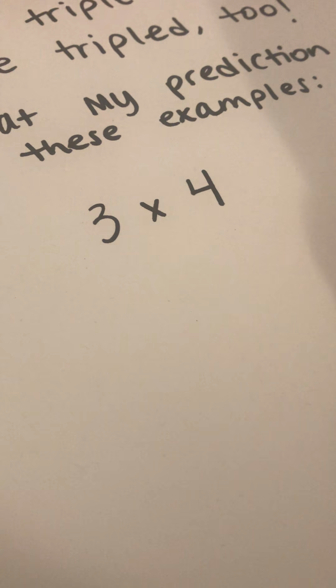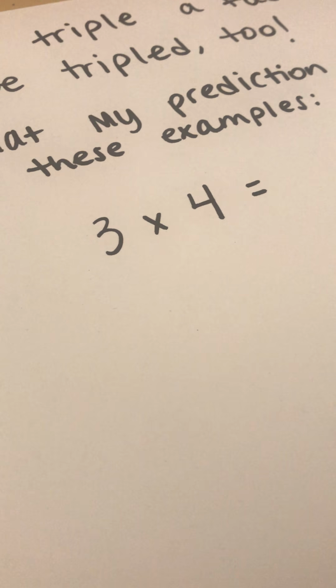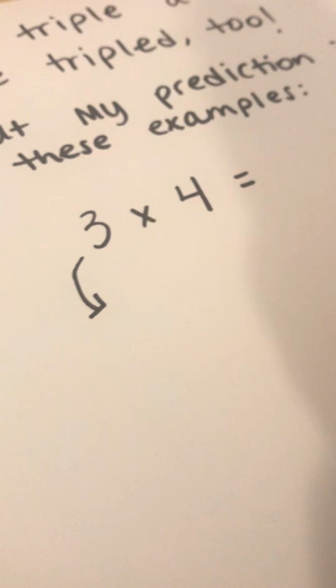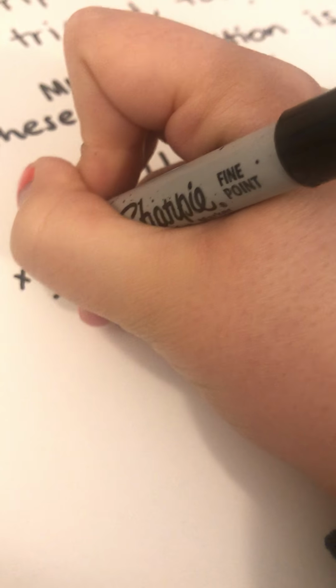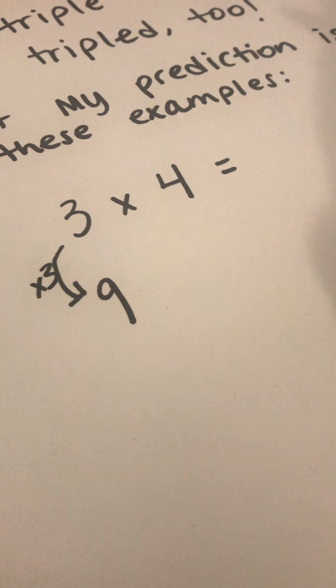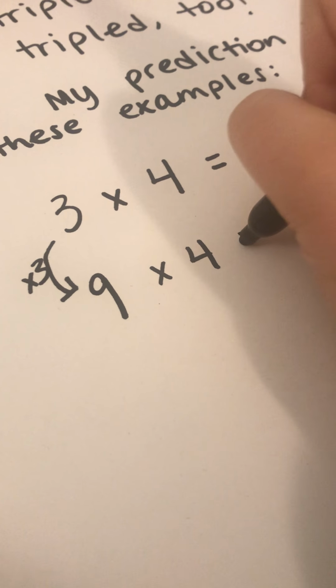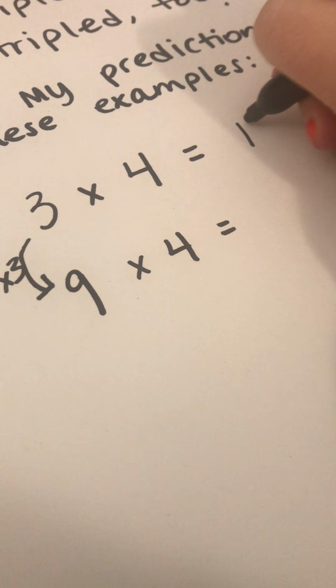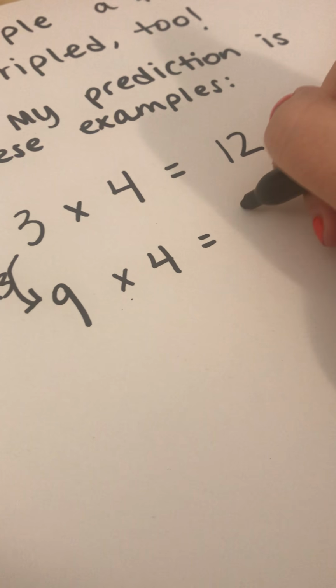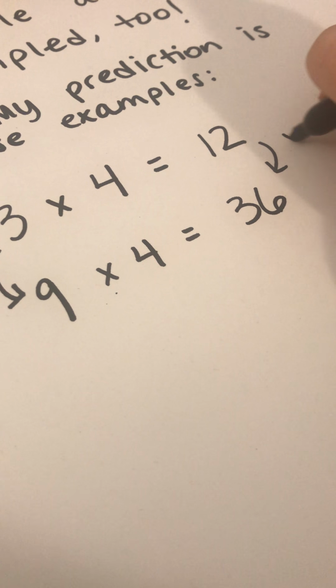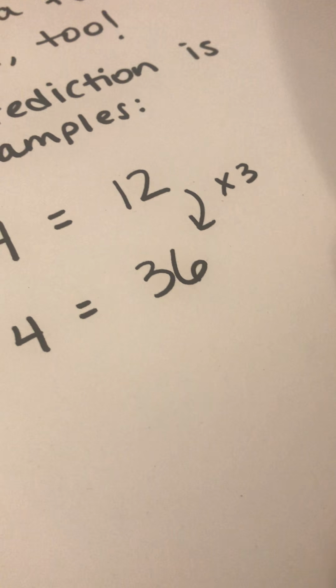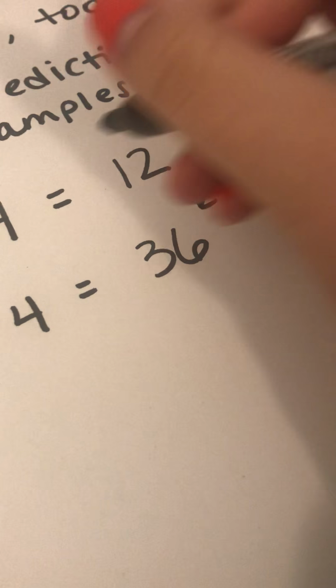I'm going to write one more example to make sure. Let's try 3 times 4. I'm going to triple my 3 right here. So 3 times 3 equals 9. 3 times 4 equals 12. 9 times 4 equals 36. I know that 12 times 3 equals 36, so that works. And just because those were the same answers, let's try another one, just to be sure.